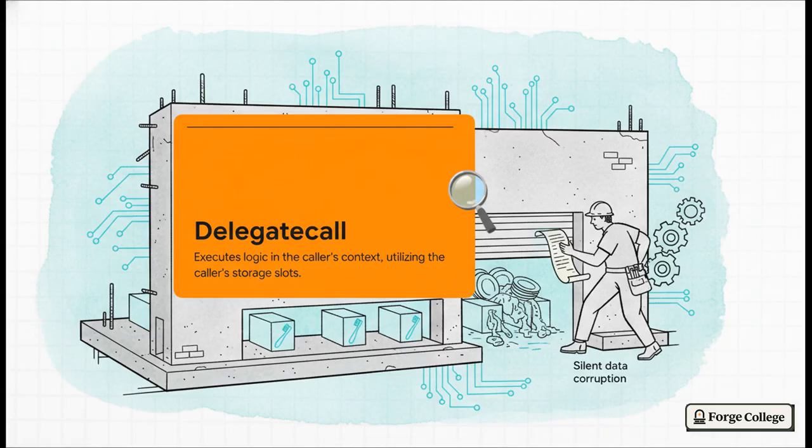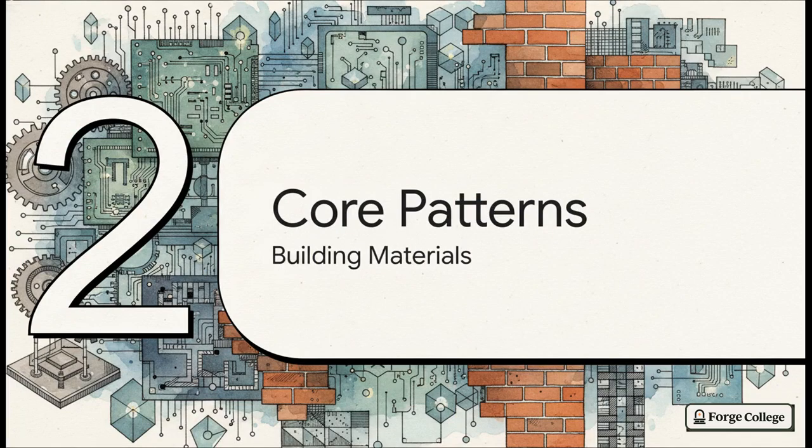Think of a delegate call like hiring a contractor for your house. The contractor brings their own brain and their own tools, that's your logic, but they do all the actual work inside your garage, that's your storage. If they don't know exactly how you've organized your moving boxes, they might accidentally unpack the kitchen plates right into the bathroom vanity. In Solidity, we call that silent data corruption, and it is a massive risk if your storage slots aren't perfectly aligned.